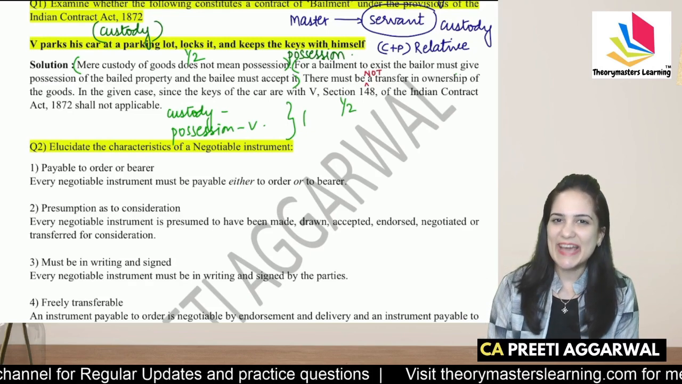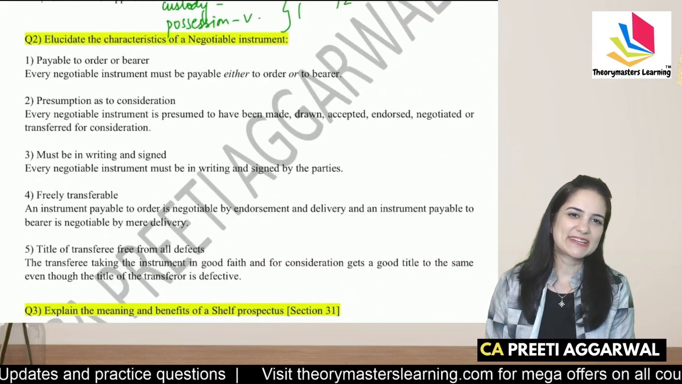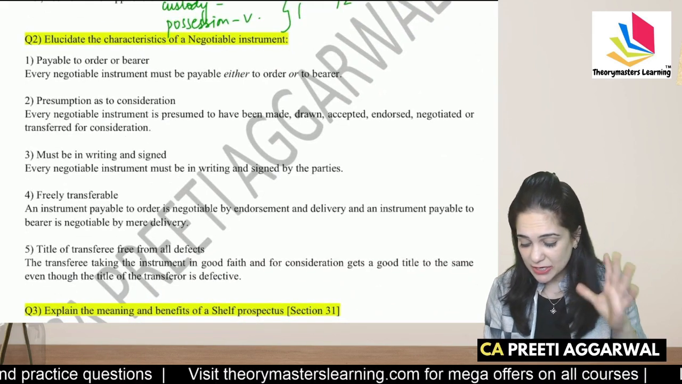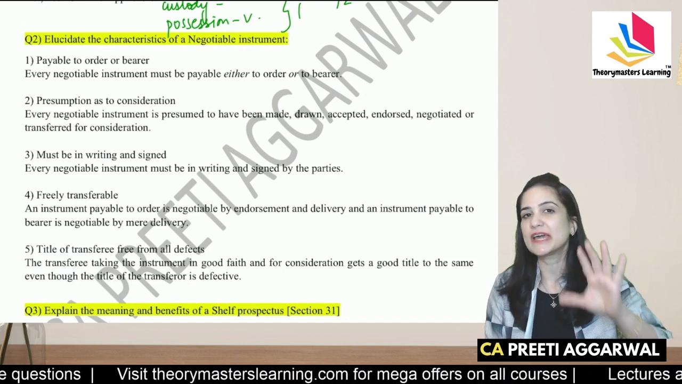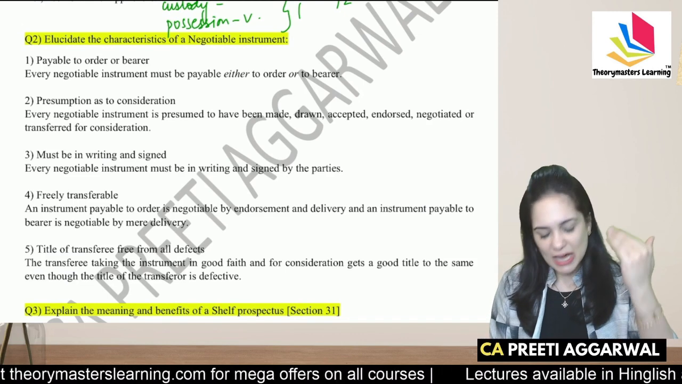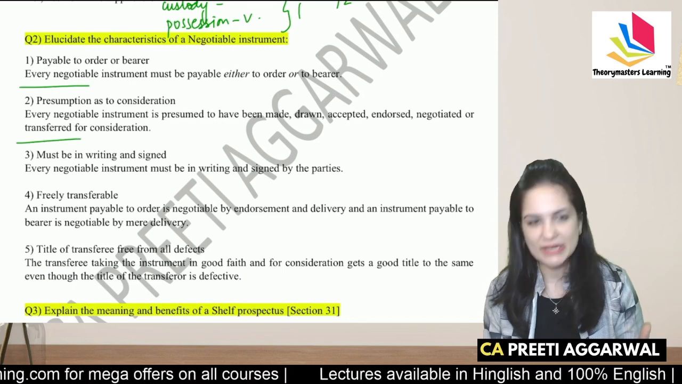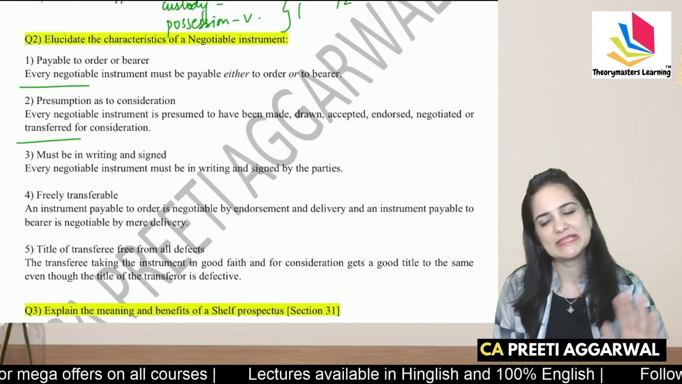Then we had discussed characteristics, so I thought, why not ask a question on that? What are the characteristics of a negotiable instrument? It's a theory question, so we should know how to answer theory. Write in point format, give the heading, after you explain it, leave a line, explain the second point, leave a line, just like we did in 12th and in foundation.